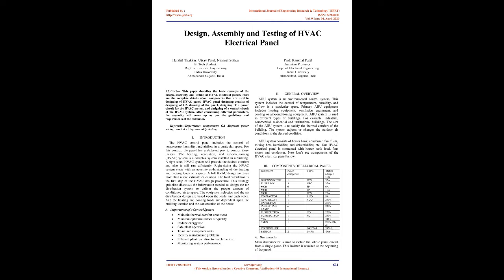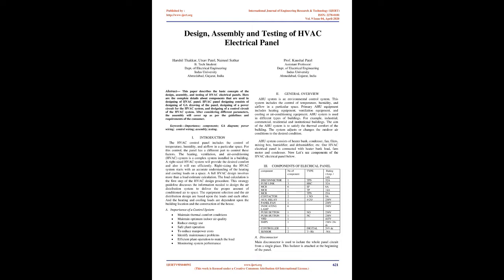Here are the complete details about components that are used in designing of HVAC panel. HVAC panel designing consists of designing of GA drawing of the panel, designing of a power circuit for the HVAC system, and designing of a control circuit of the HVAC system. After considering different parameters, the assembly will cover up as per the guidelines and requirements of the consumer.